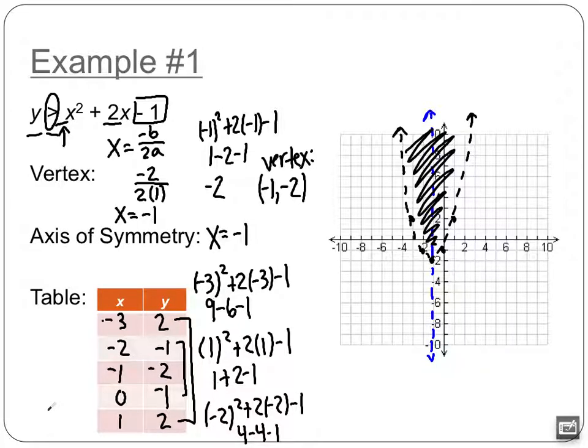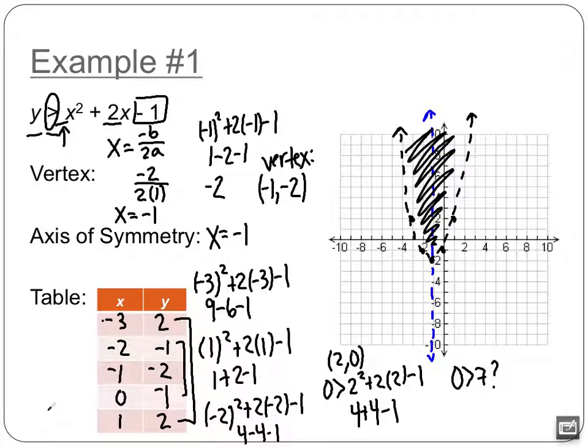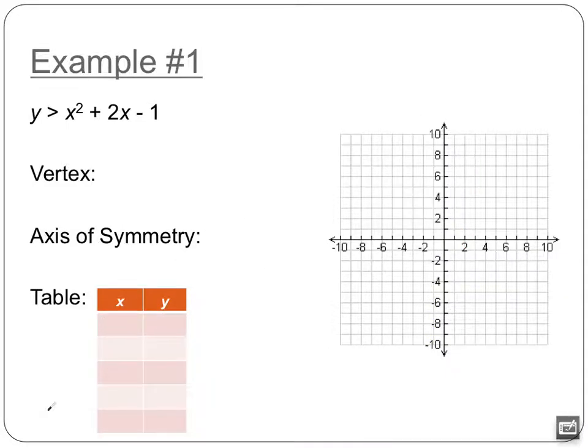Another way is to choose a test point. I'm going to choose the test point 2, 0, because that's clearly not on the parabola. Okay, substitute in. You end up with 0 is greater than 2 squared. Okay, 2 squared is 4. Add 4, subtract 1. We end up with 0 is greater than 7. Is this true? Clearly not. So we want to shade where 2, 0 is not. 2, 0 is that point right there. So we want to shade not outside the parabola, but inside, where we do not see 2, 0. Okay, that was the example that we did together.